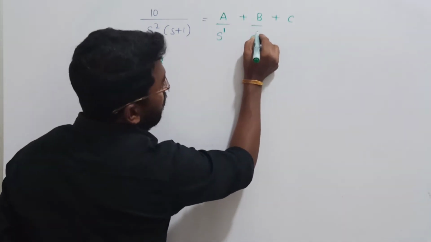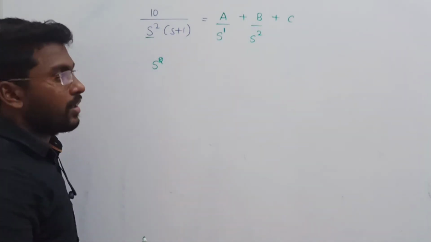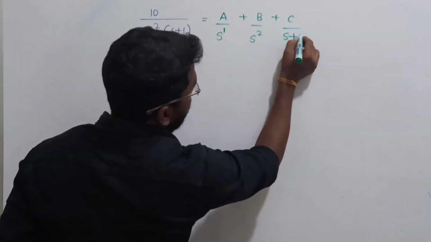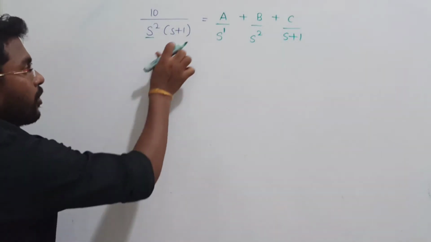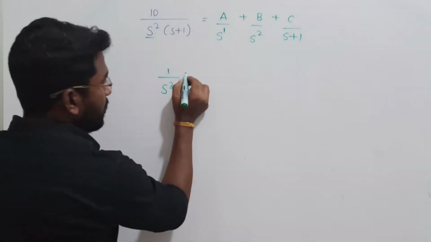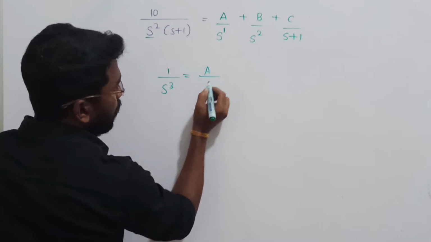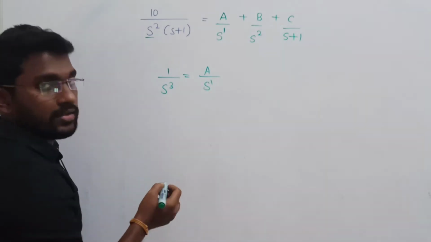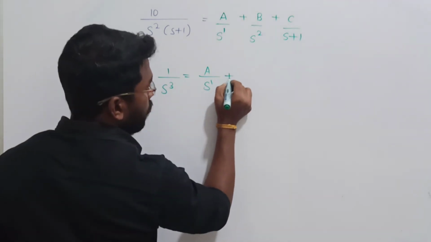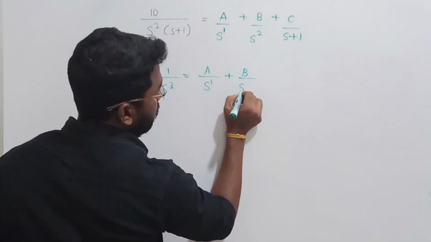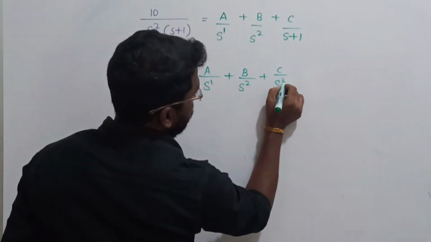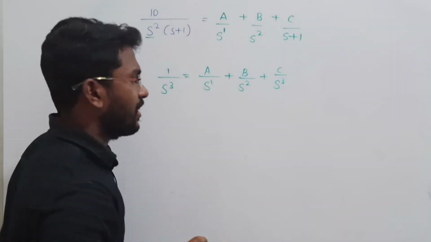In the denominator of the second person, you can keep s square, and in the denominator of the third person, you can keep s plus 1. So what are we trying to do? Very simple. If I have 1 by s cube, then this function can be written as a by s power 1, since you have to start with the minimum order and not from s equal to 0. Then b divided by s power 2, and then c divided by s power 3. It's a mathematical tool. The procedure is like this.